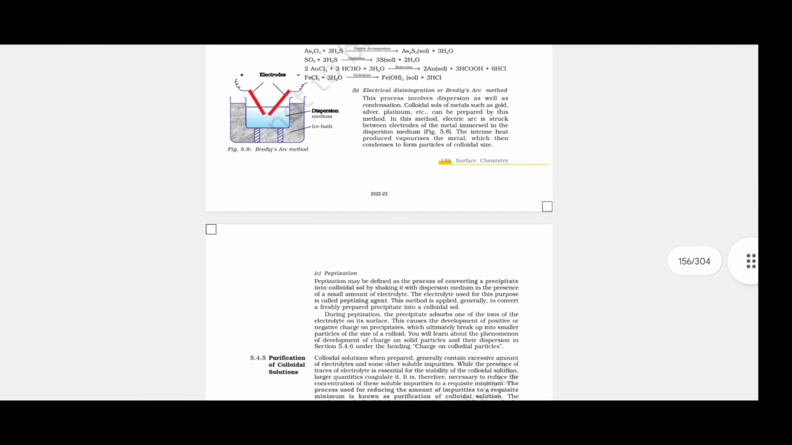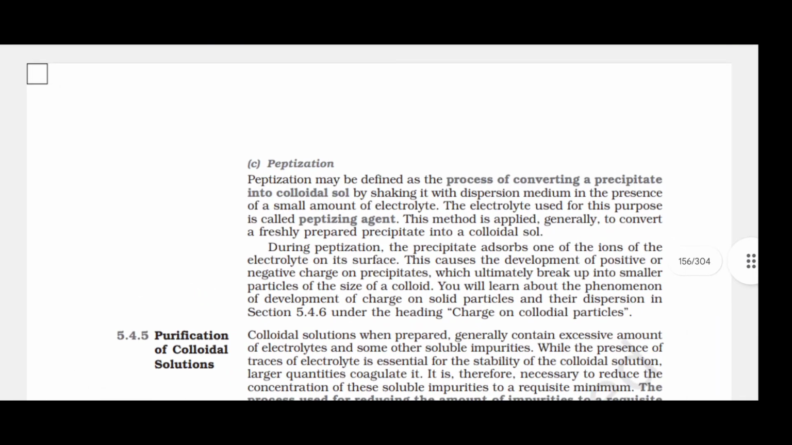Peptization. Peptization may be defined as the process of converting a precipitate into colloidal sol by shaking it with dispersion medium in the presence of a small amount of electrolyte. The electrolyte used for this purpose is called peptizing agent. This method is applied generally to convert a freshly prepared precipitate into a colloidal sol.